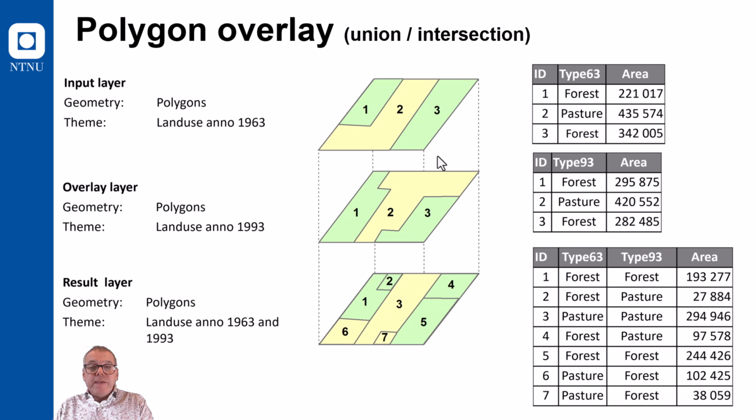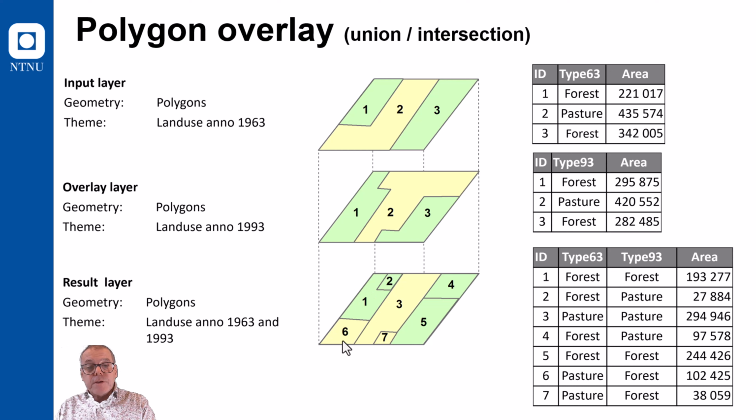Although we have 3 units, 3 polygons, both in the input and the output, there will be as many as 7 polygons in the output. And normally there is 1 row for each object, so when there are 7 polygons in the result, there are 7 rows in the attribute table.